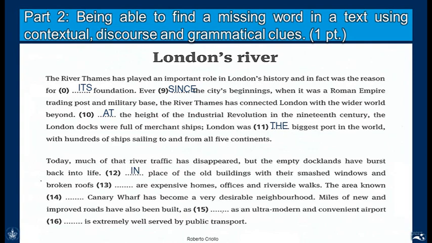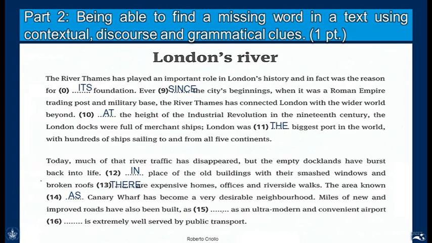That means instead of the old buildings, now there are expensive homes, offices, and riverside walks. They are renowned as, right? There is this expression, to be known as, right? Canary Wharf has become a very desirable neighborhood.